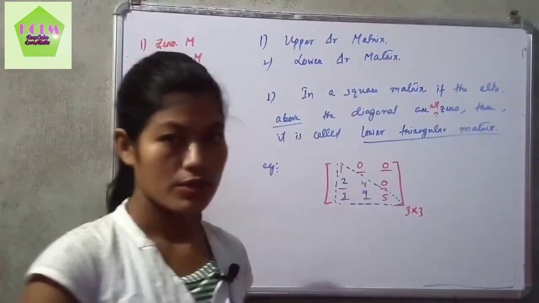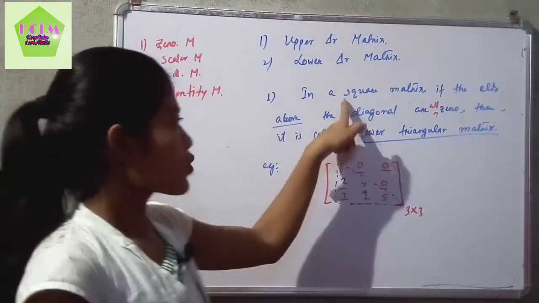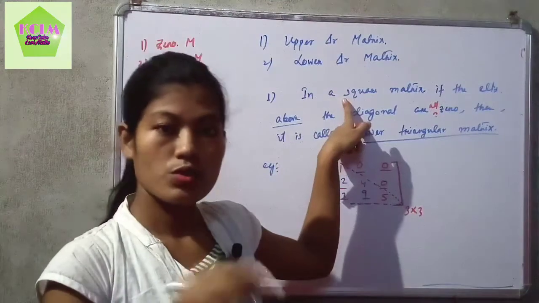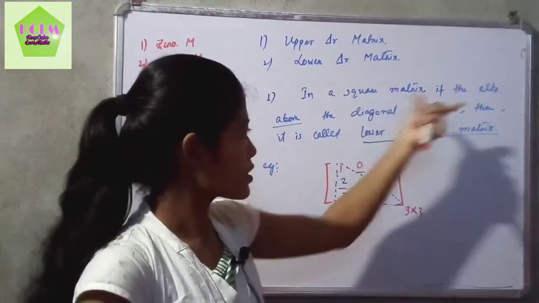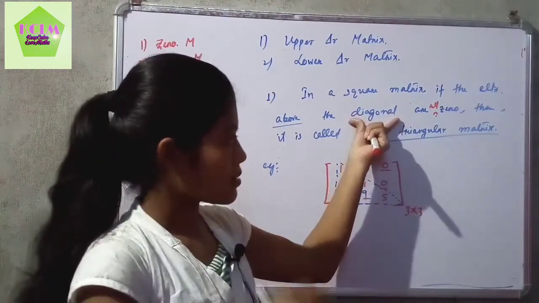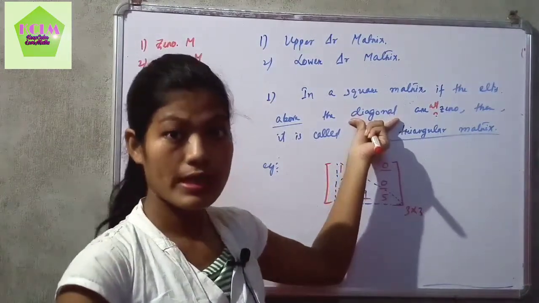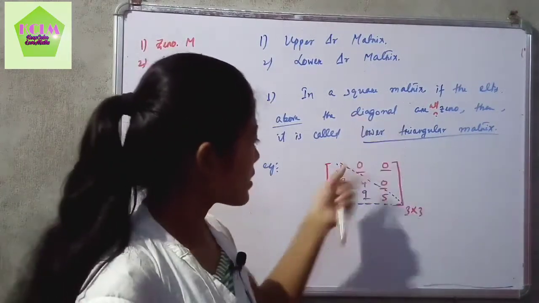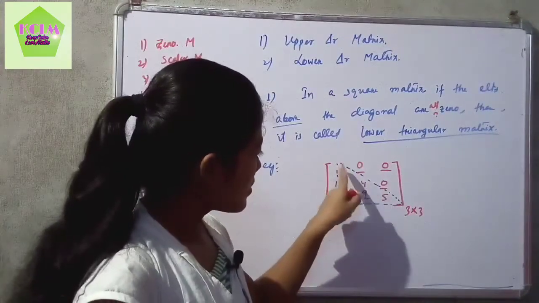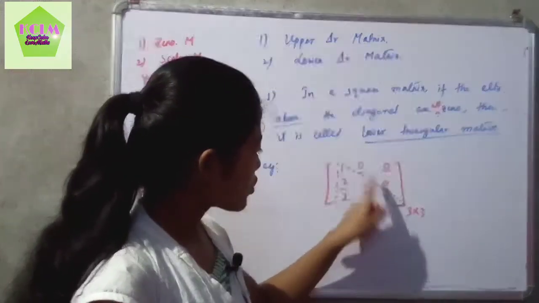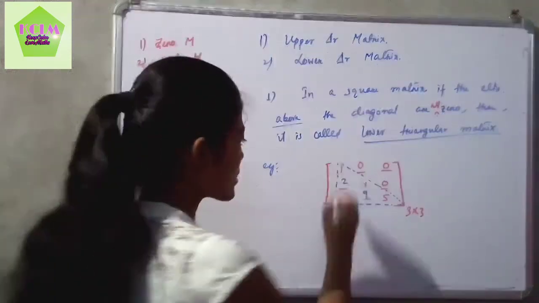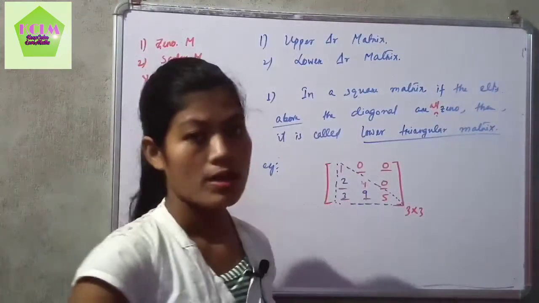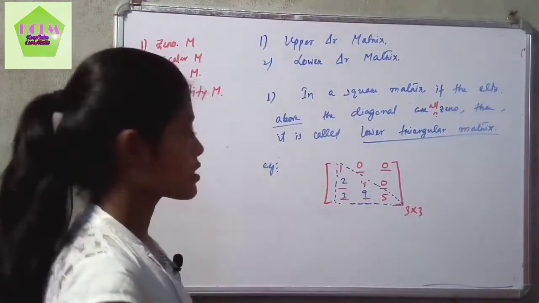So a square matrix means the number of rows and the number of columns are equal. If the elements above the diagonal are all 0, then this matrix is called lower triangular matrix. So I hope this definition is clear to you.